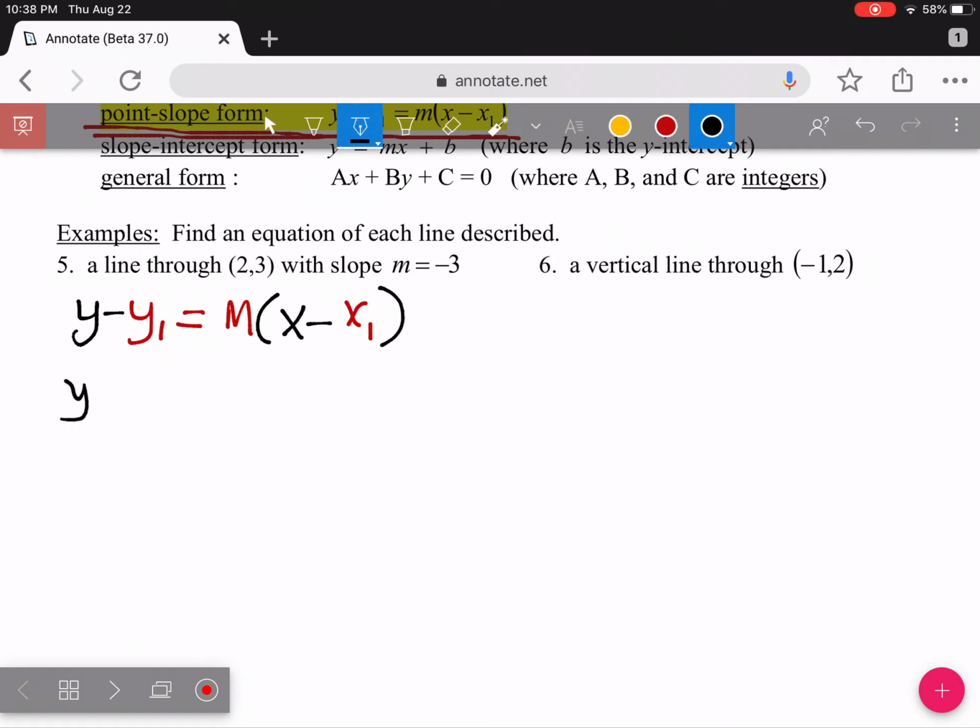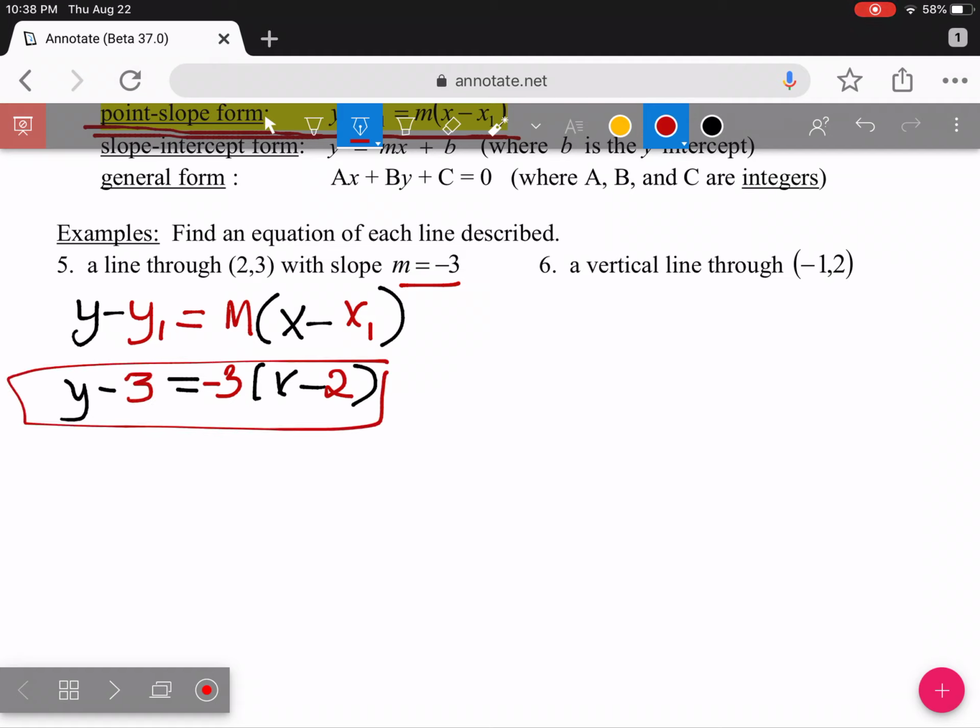For this one, we're going to go y minus something equals m times x minus something. Well, our m is -3, so we're going to plug our slope in there, and the x coordinate of our point is 2, and the y coordinate of our point is 3, and we are done. There is the equation of the line. Easy peasy, right? And just leave it just like that.